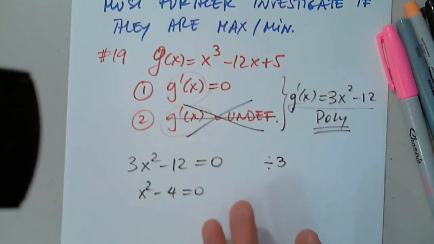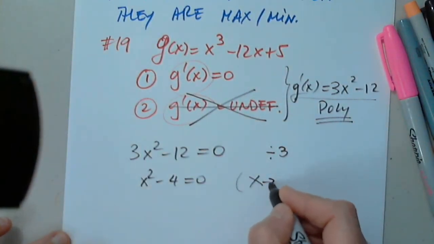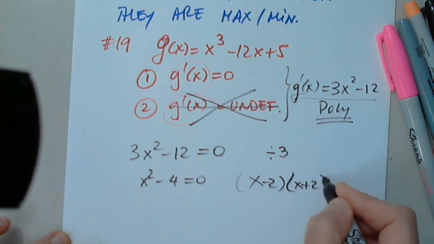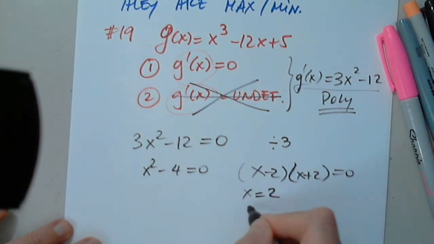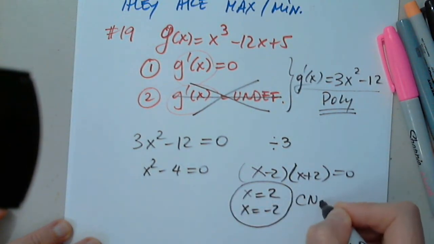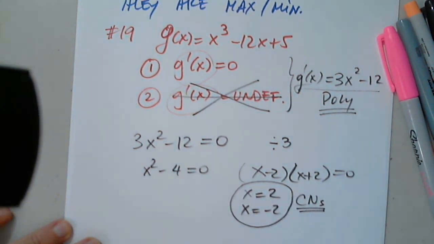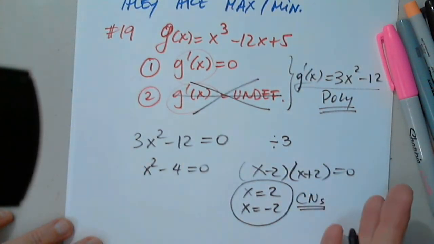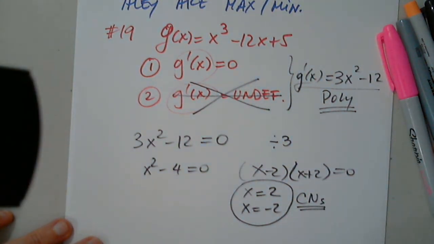How do you want to solve this? We can factor, we can take square roots. What would you like? Just factor: x minus 2, x plus 2. Excellent. So we have x equals 2 and x equals negative 2. These are the so-called critical numbers of g of x. Are they max, min? I have no clue. In the next step, I have to investigate.